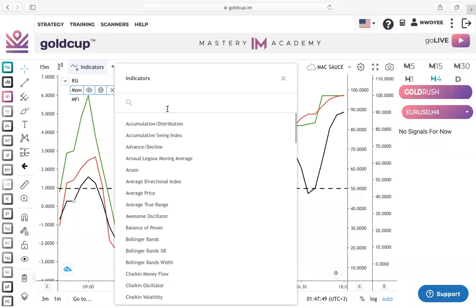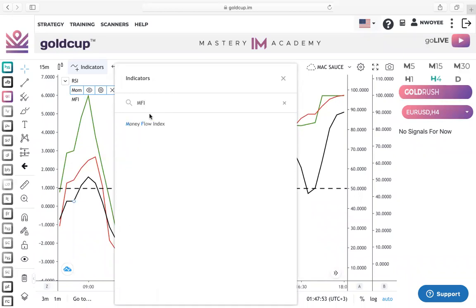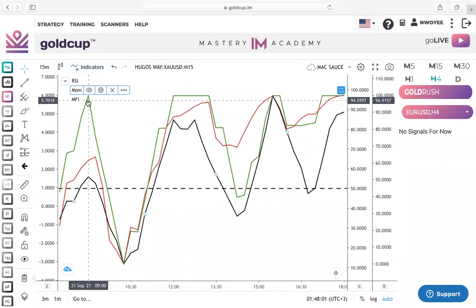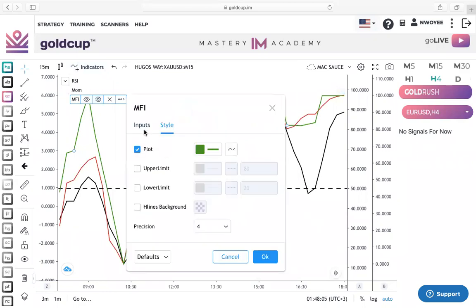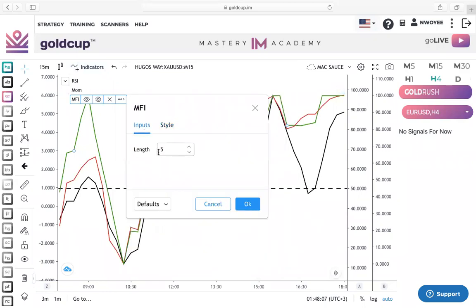So now the next one is Money Flow Index, MFI. You can just type MFI and it brings it up. Money Flow Index. Actually, I love that name so much. Now for Money Flow Index, we'll go to settings. Now the length is also 5. So all 3 of them are 5, 5, 5 for the length. RSI, mom, MFI, all of them are 5.